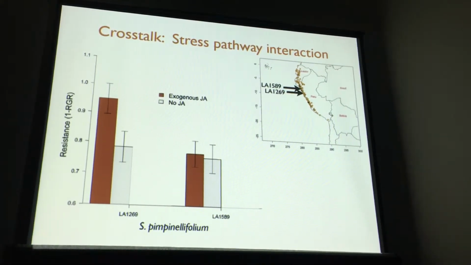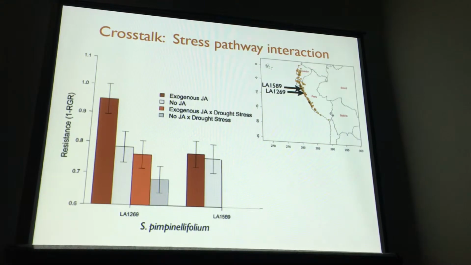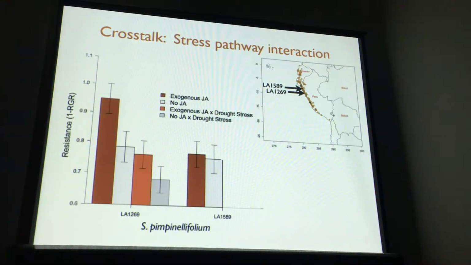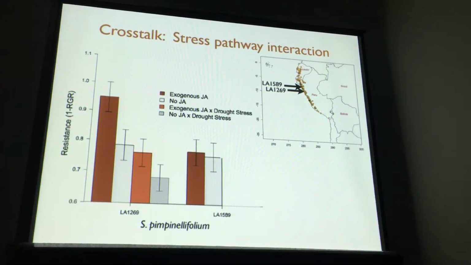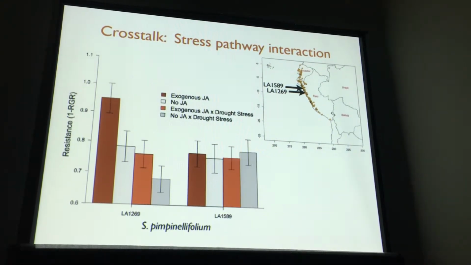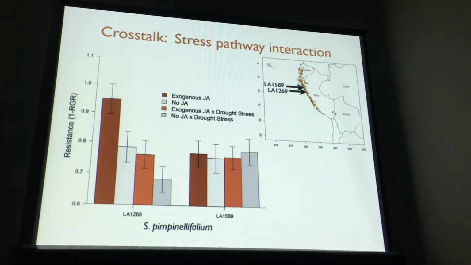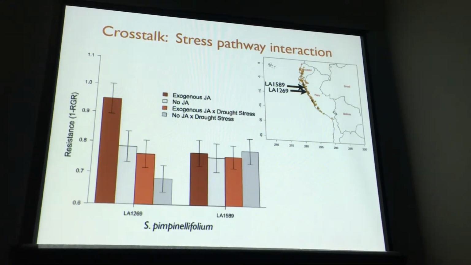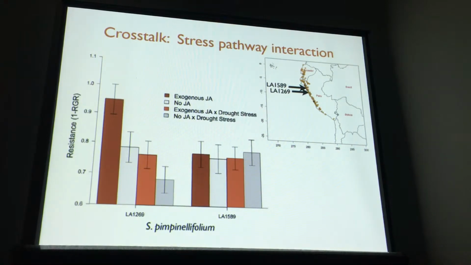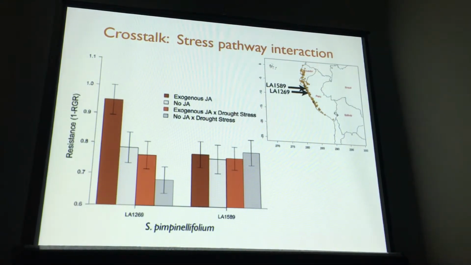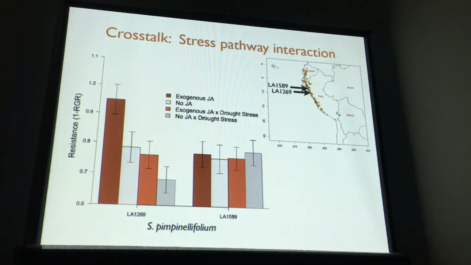Well, when I co-stress in LA1269, we see complete attenuation of the defense response. So defense is not elevated under drought stress. In our jasmonate insensitive population, we see no change, as would be predicted. So this sort of natural variation gives us the power to go in and dissect what's happening within these pathways, to identify these common targets. But how do we do that?